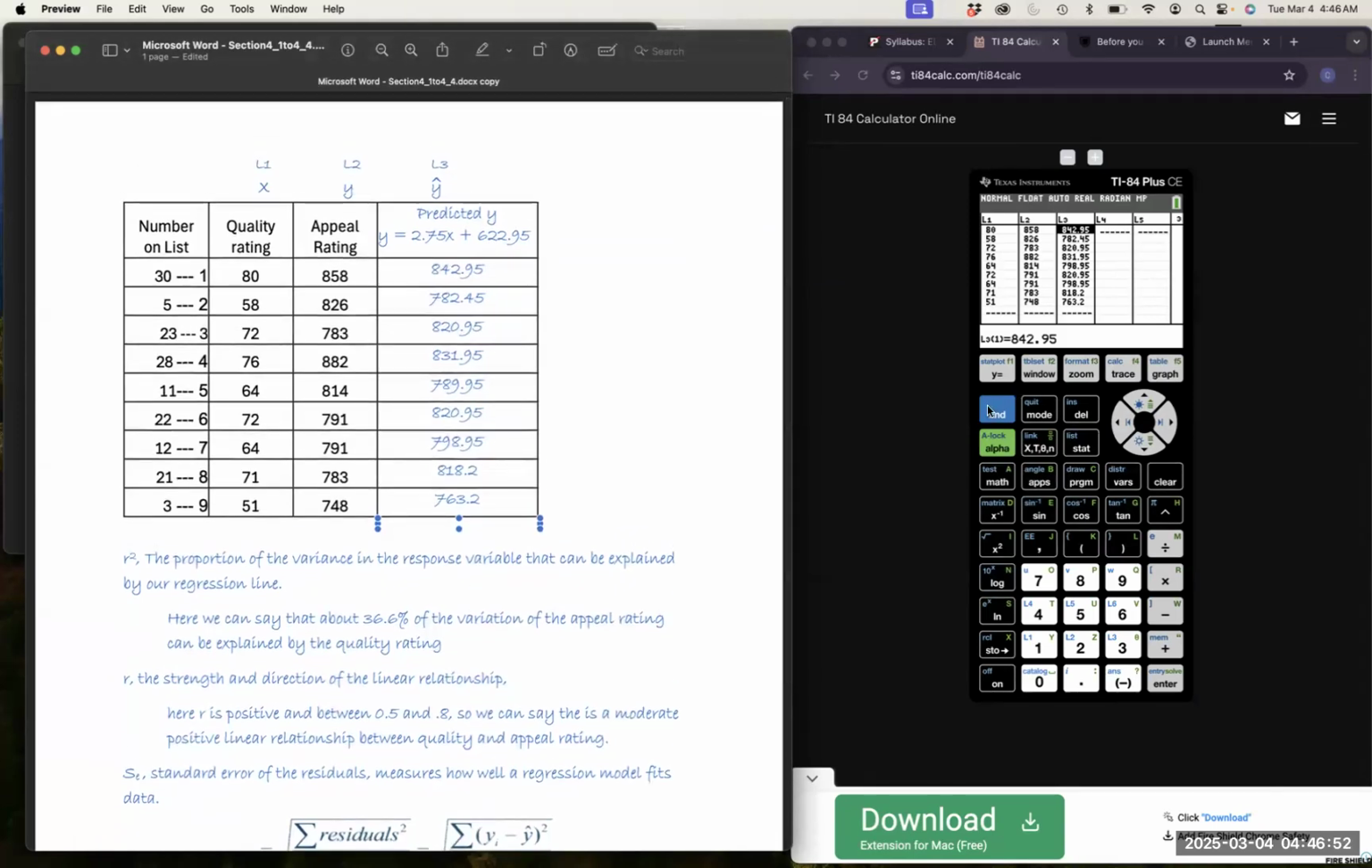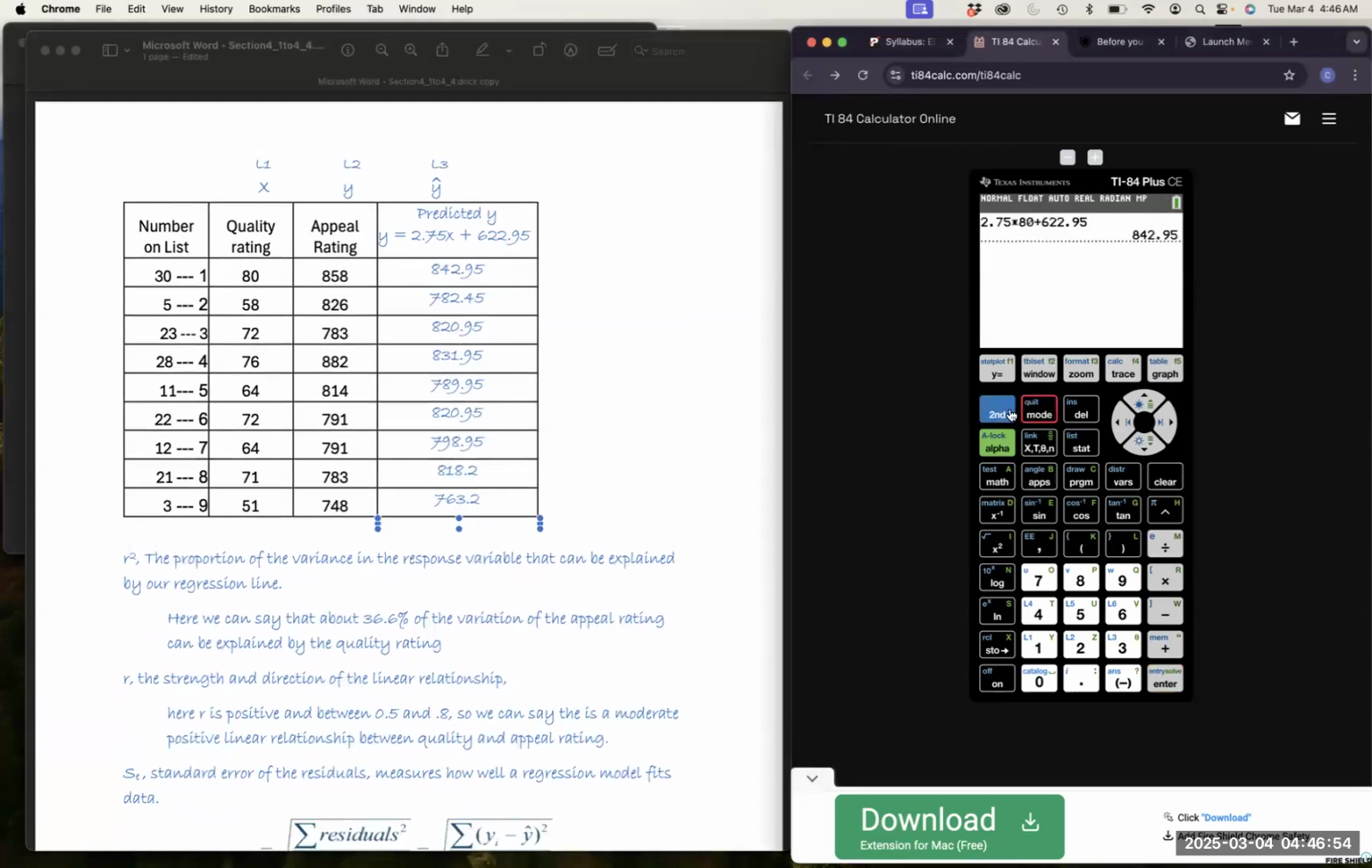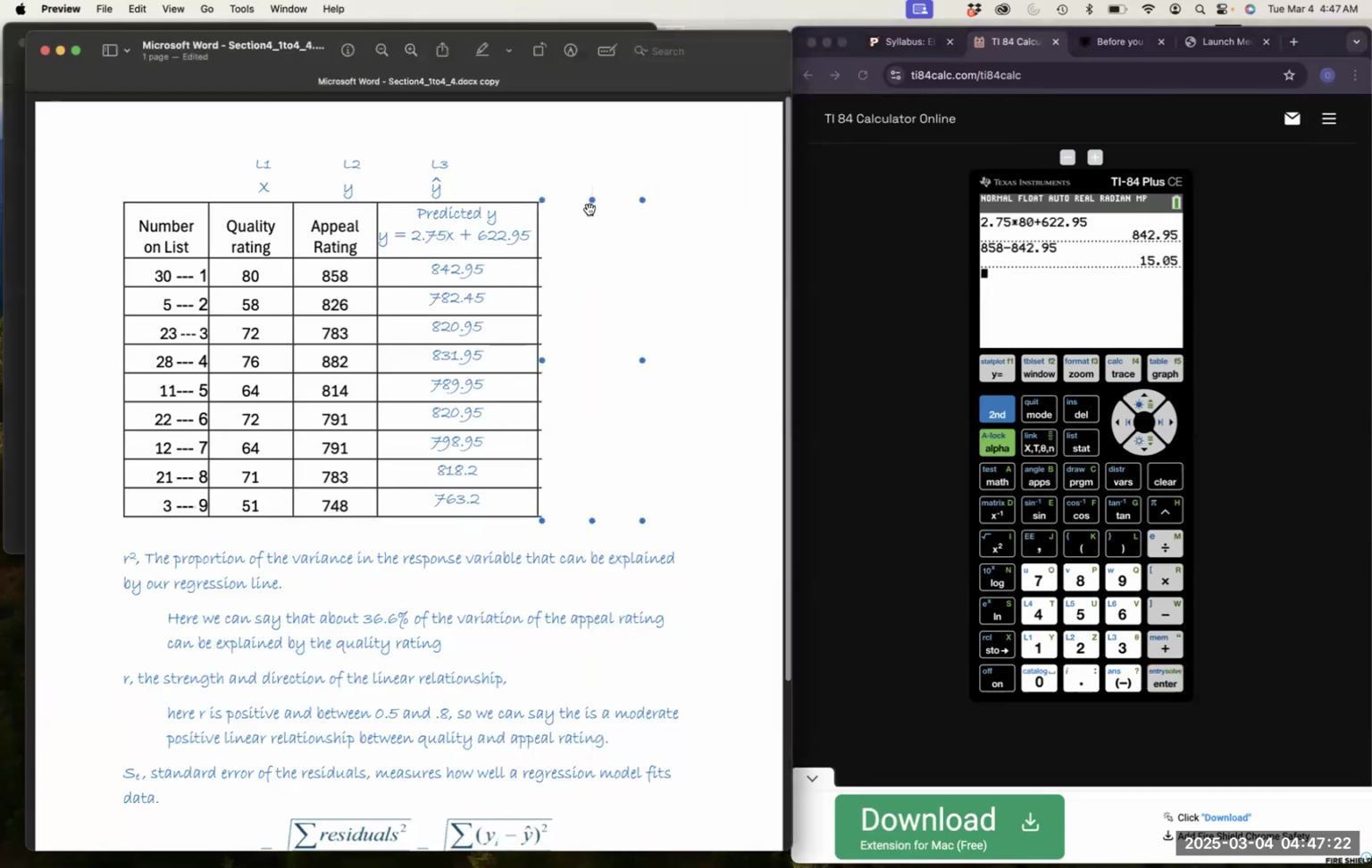I can certainly do the computation, so let me go quit really quick. So for my first line of data, for my Y hat, I have my appeal rating, which is 858, minus 842.95. And I press enter. I get 15.05. But again, I don't want to do this 9 times.